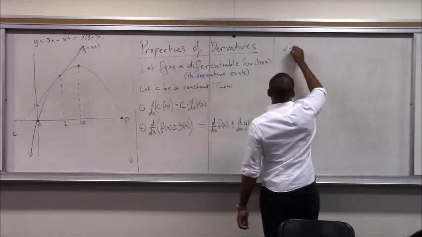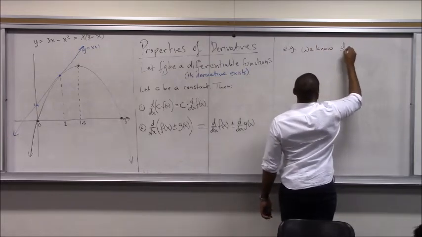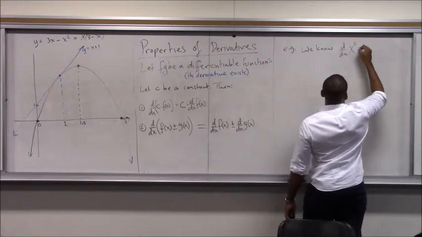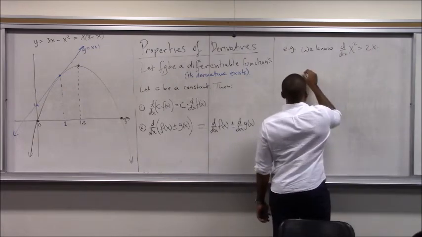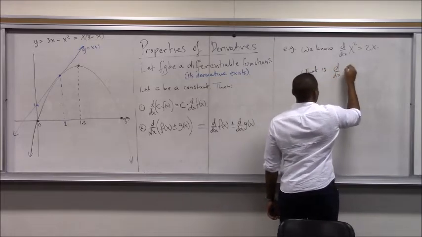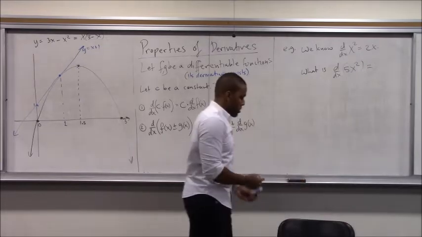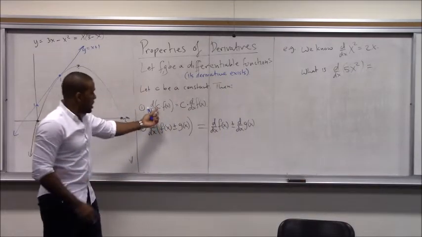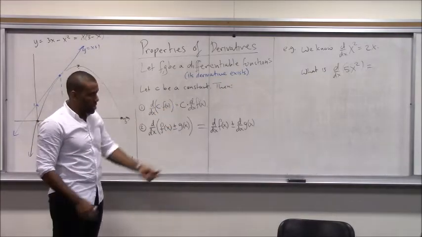So, example, like we know that the derivative of x squared is 2x. We just looked at that with the power rule easily. So now you might ask, what is the derivative of 5x squared, right? So you need to find that derivative. But this rule tells us that if there's a constant multiplying a function, I can pretty much just leave the constant alone and differentiate the function.